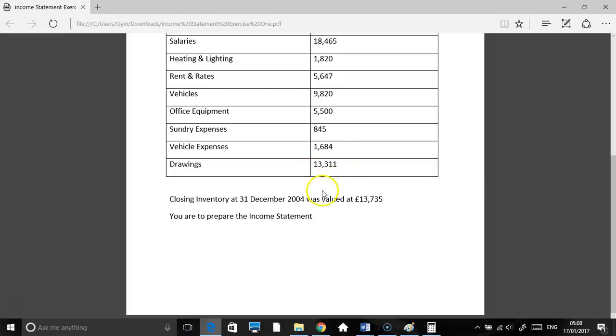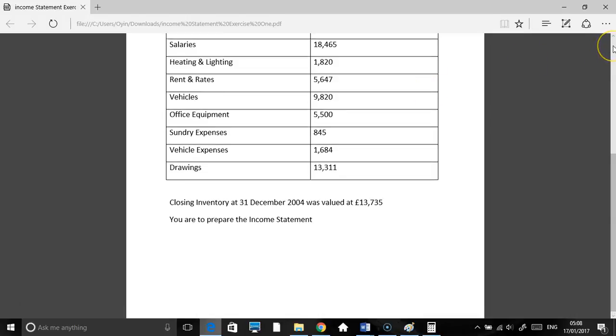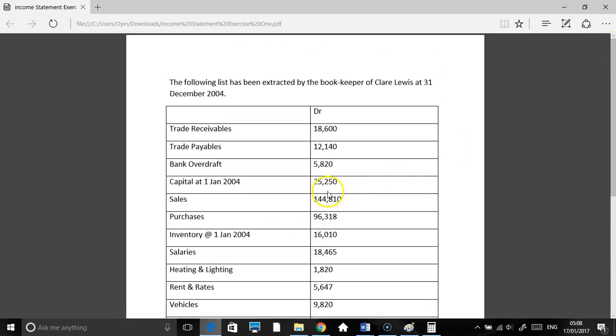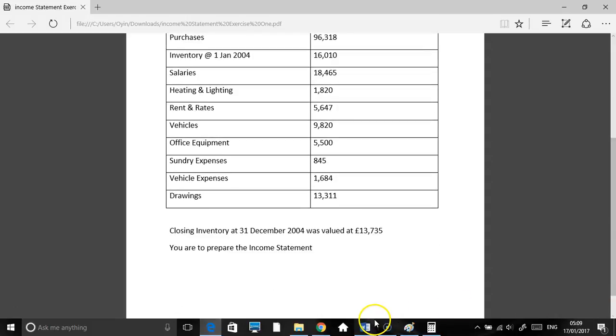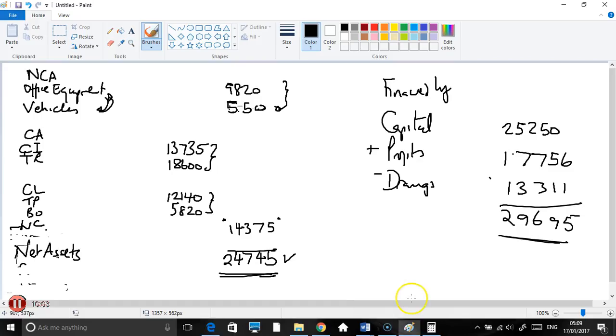We have drawings. We have office equipment, vehicles, trade payables. Let's just go back. Trade payables. This, everything seems to be in. Oh, that's what it is. Look at this, and this is so easy to make this type of mistake. Look at what I've done.